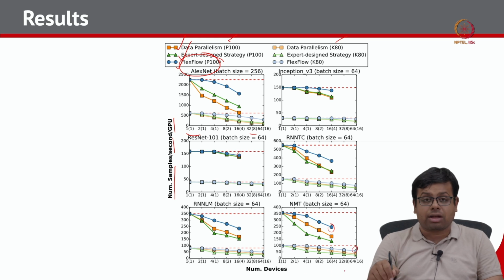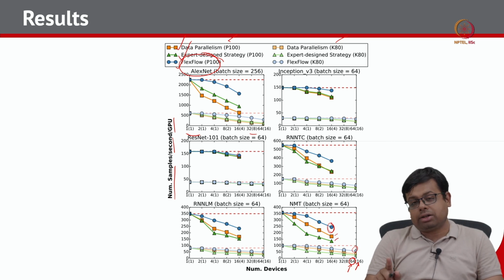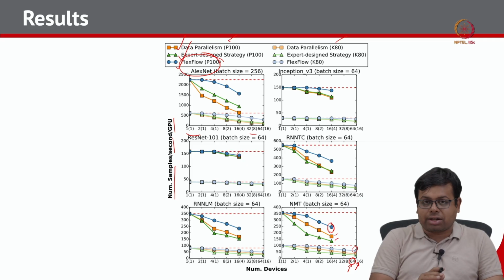The x axis is showing the number of GPUs. The number in the bracket is actually showing the number of nodes, and this number is the number of GPUs. So, 64 with bracket 16 means there are 16 nodes, each node has 4 GPUs. So, in total there are 64 GPUs. Okay. So, as you can see, FlexFlow has always higher throughput than data parallelism or the expert design strategy. Now, another important thing to note is that as we increase the number of GPUs, these numbers are going down, right.